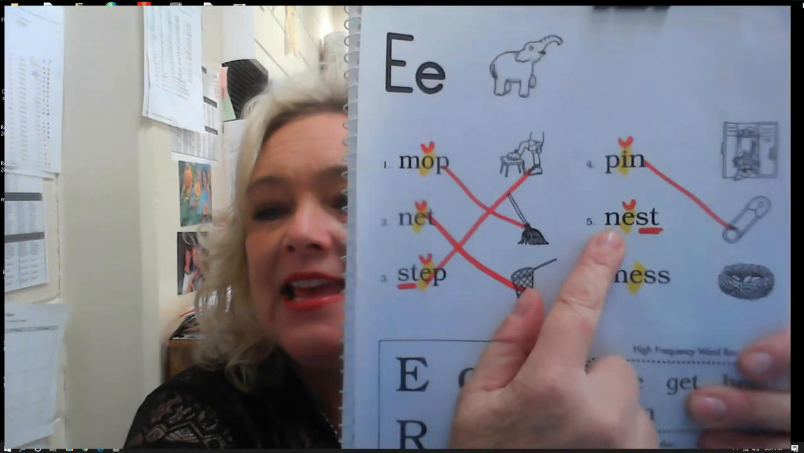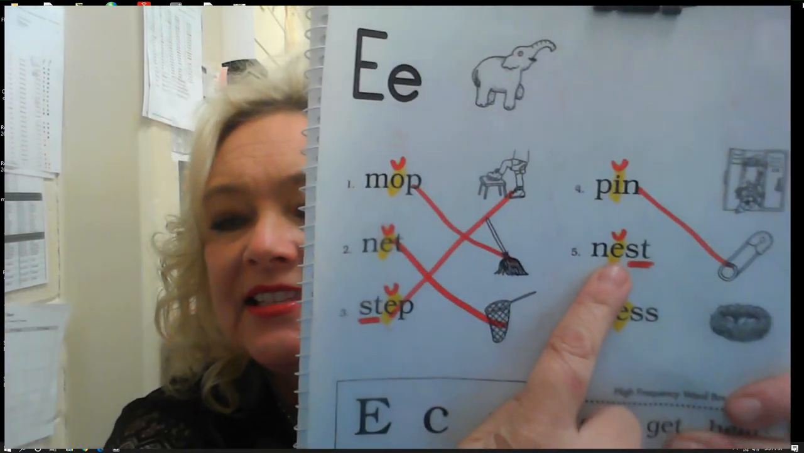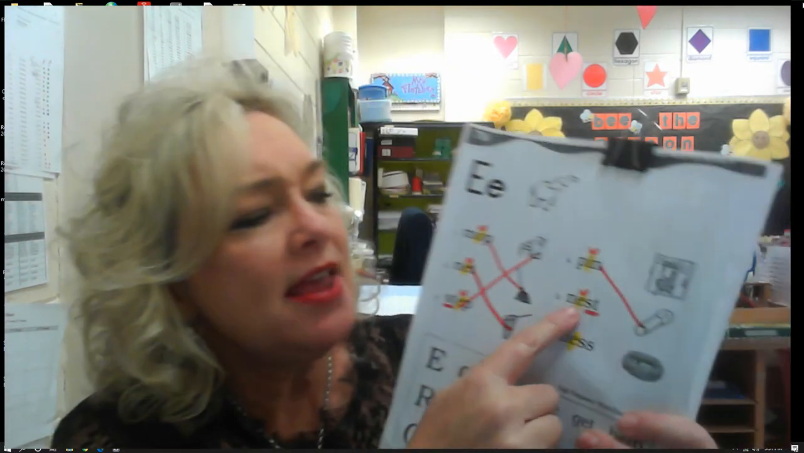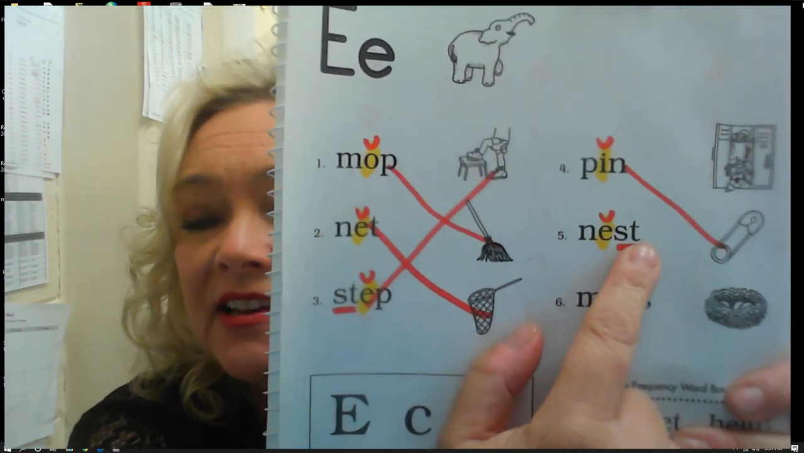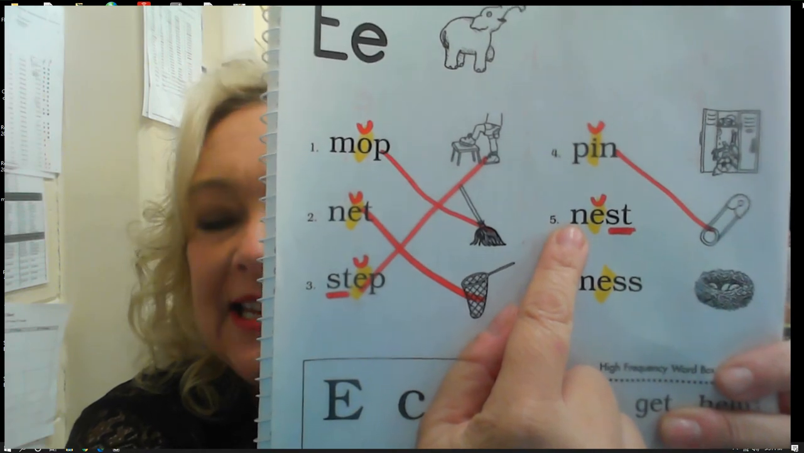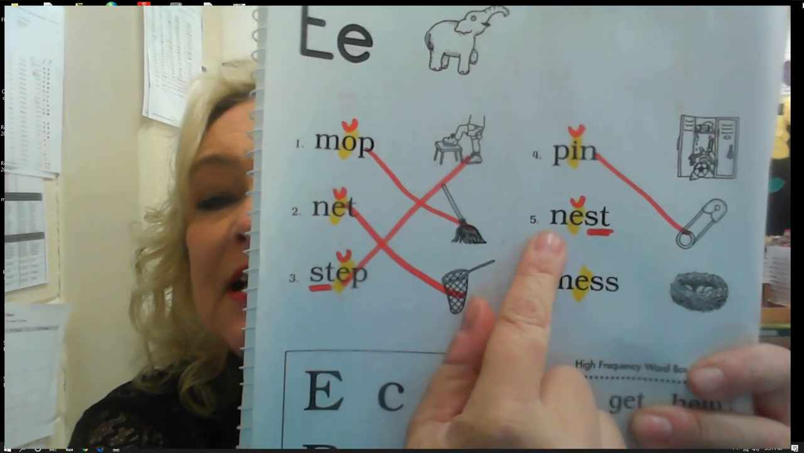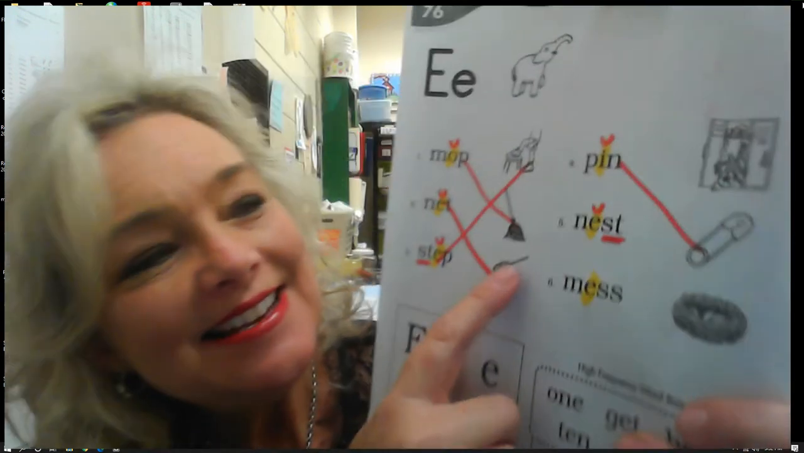Here we go. Are you ready? Do it with me. The N says N. The short E says eh. Are you doing it with me? I hope so. And the ST, do it with me, says st. All right. Now you're ready to read it. N-S-T. Do it again. N-S-T. What's the word, boys and girls? Nest. Very good. I knew you could do it.